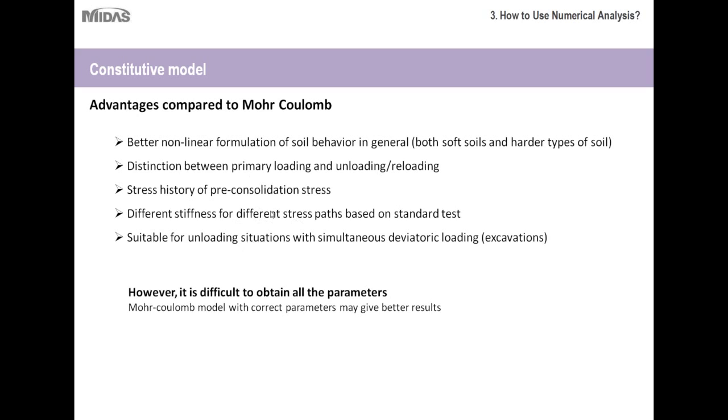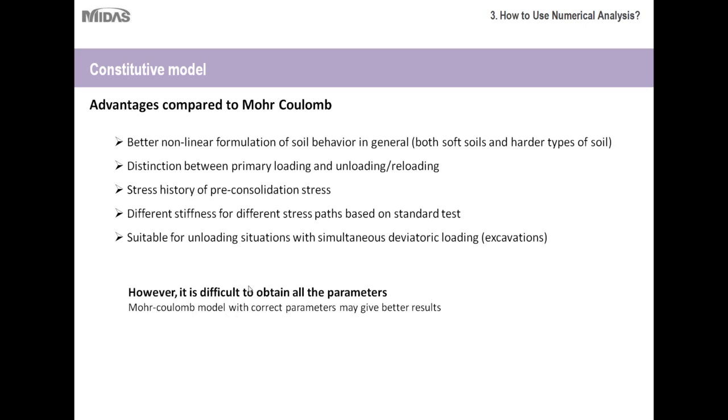However, there are some things to keep in mind when using the modified Mohr Coulomb model. First and foremost, it's difficult to obtain all the parameters. As I mentioned before, when you're using the modified Mohr Coulomb model, there are other parameters that need to be taken into account. And in order to get these parameters, you'll have to run extra lab tests, really have to do extra research.